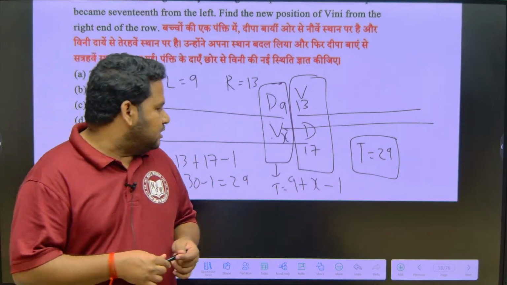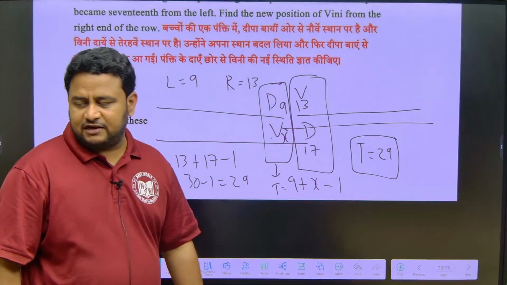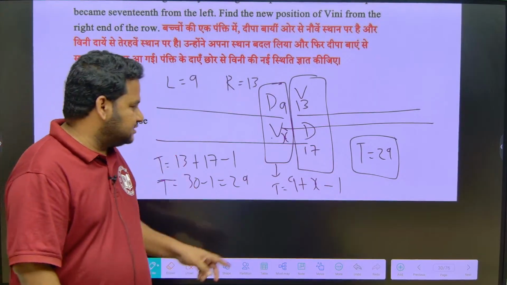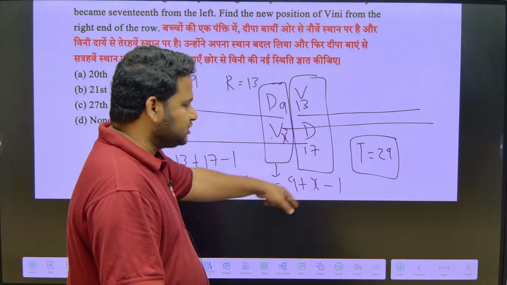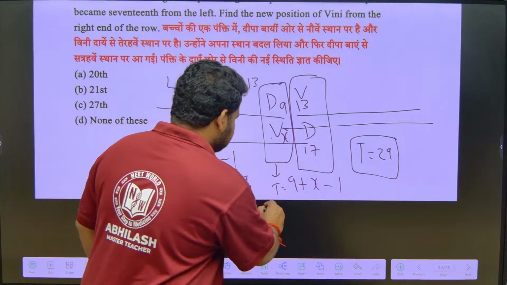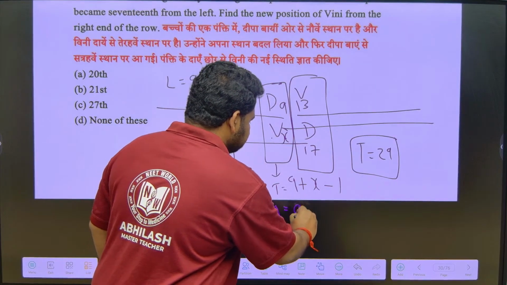Got it? Now have a look at this. I hope I have made it clear for you. This is T is equal to 9 plus x minus 1. Now we want to find the value of x. T is what we found out? It is 29. So 29 is equal to 9 plus x minus 1.